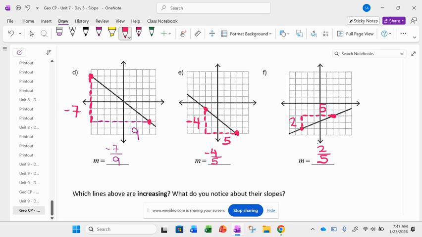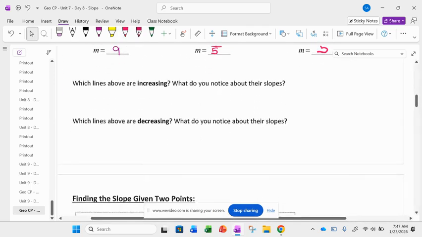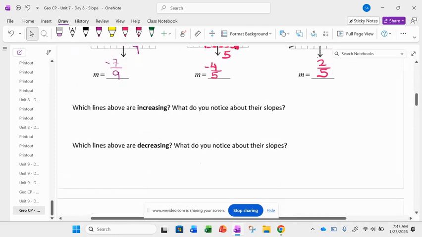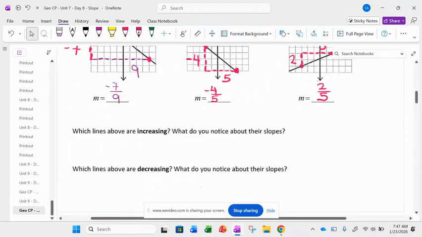When you have a negative slope, your line will always be going down. When you have a positive slope, your line will always be going up. All right, so which lines above are increasing? What do you notice about their slopes?